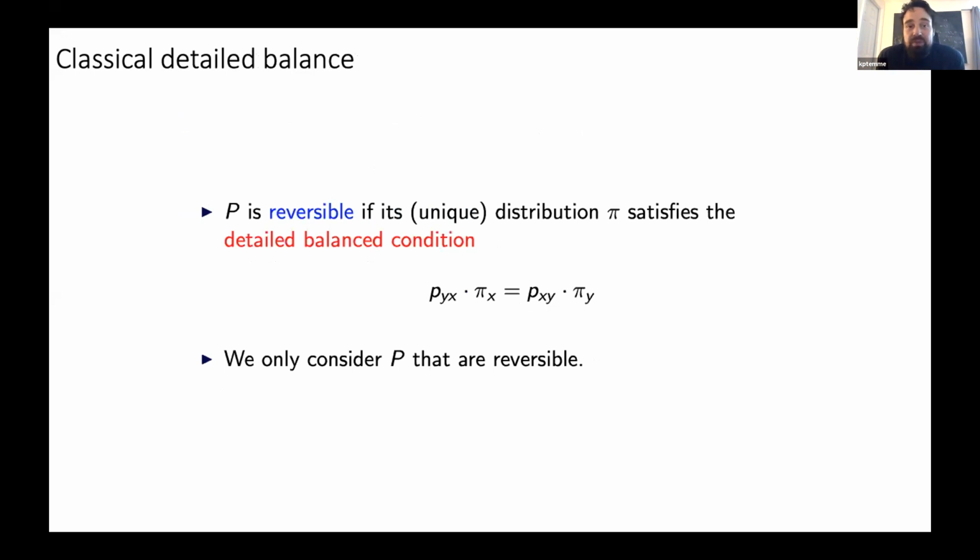We assume that we're looking at a detailed balanced or reversible classical Markov process satisfying the detailed balance condition. And that will become important for this particular construction of these Szegedy walk operators, because they only work in this setting, when the chain is actually detailed balanced.